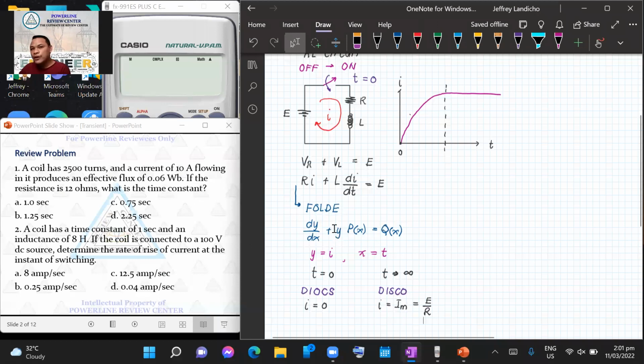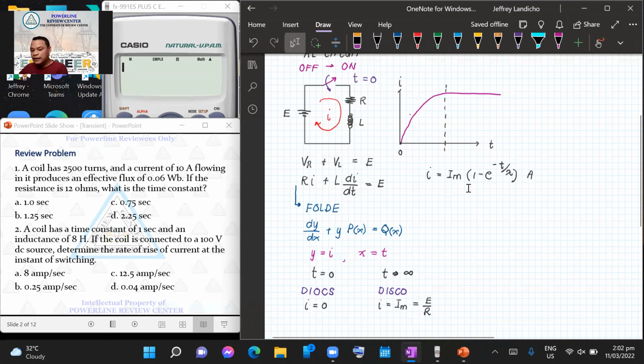So I will not solve this using the full DE. I will just give it. The particular solution of this given current would be equal to the maximum value of current times 1 minus e raised to negative t divided by lambda. So that would be the value of current in this RL circuit from off position to on position at any given time.